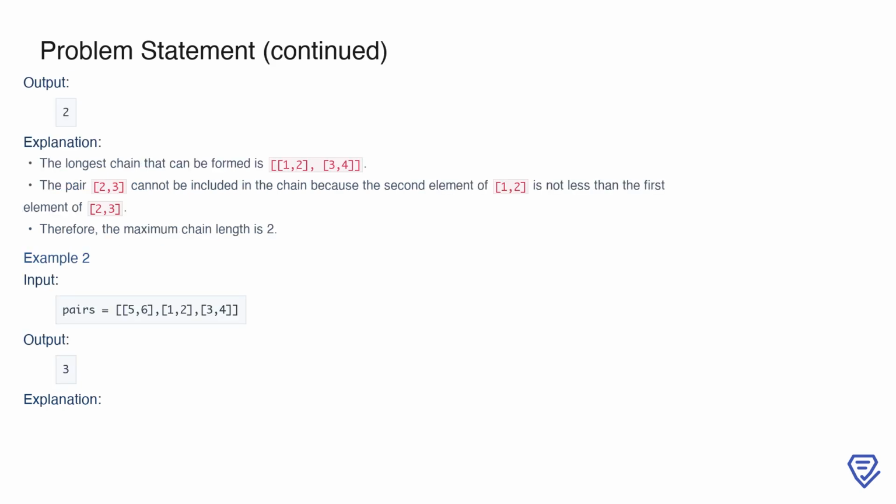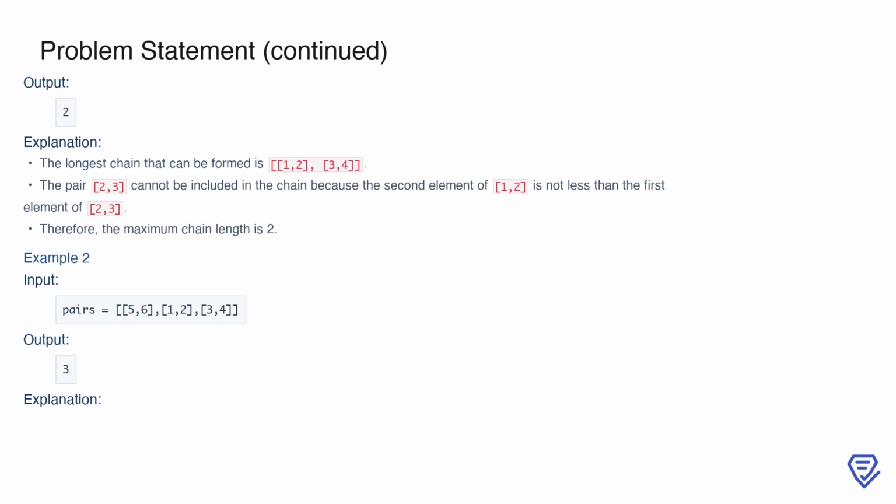For the input pairs equals 1, 2, 2, 3, 3, 4, the output is 2. Here's why: the longest chain we can form is 1, 2, 3, 4. Notice that the pair 2, 3 cannot be included in the chain because the second element of 1, 2 is not less than the first element of 2, 3. Therefore, we can only include two pairs in the chain, and the maximum chain length is 2.